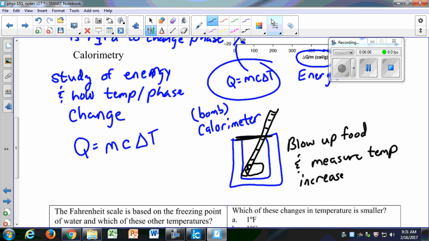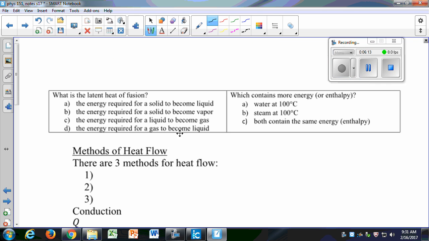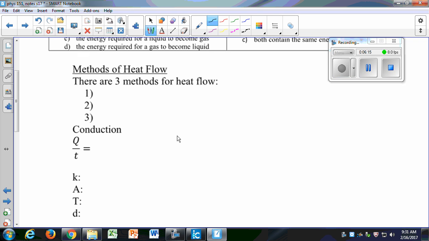All right, let's move into the second section of this chapter. Actually, we did these questions already, right? And these two. Let's look at methods of heat flow.